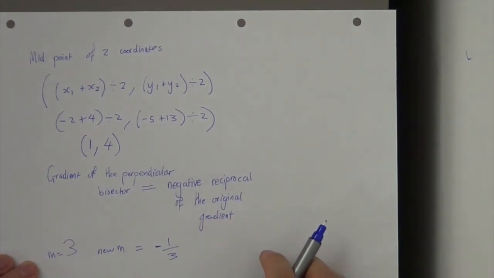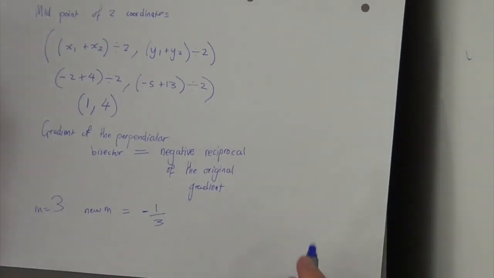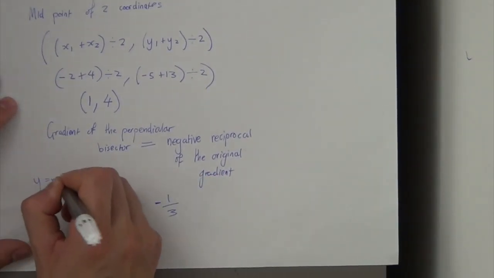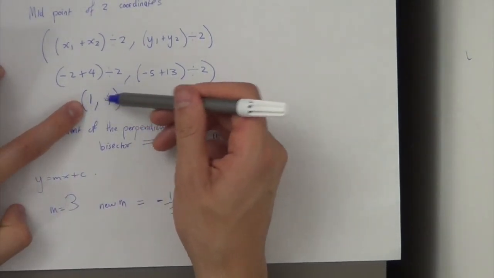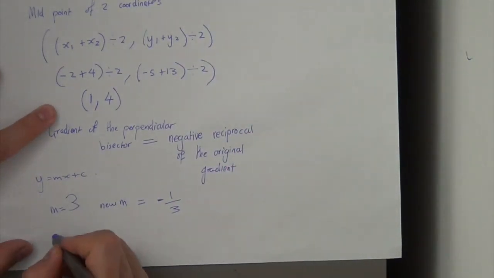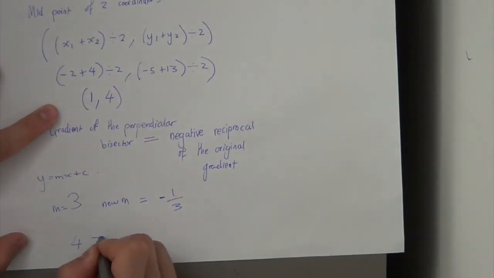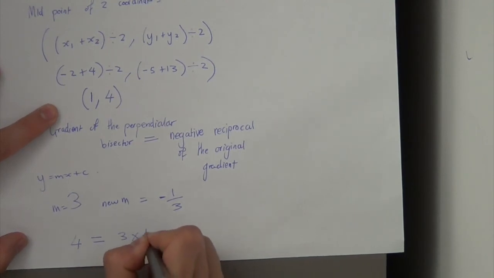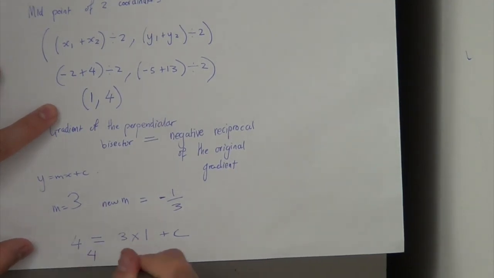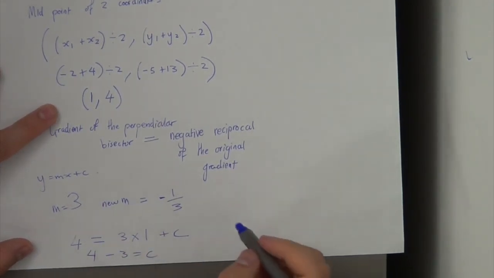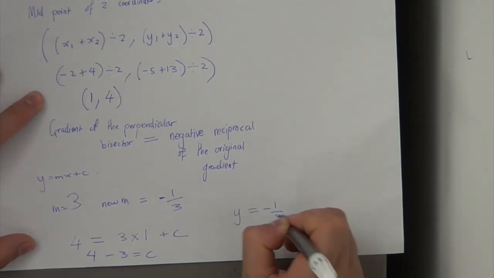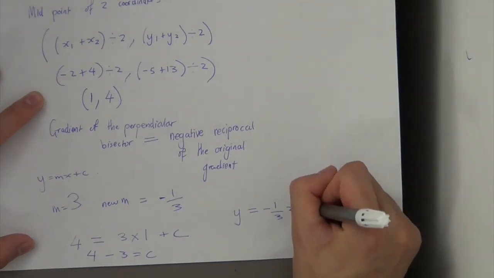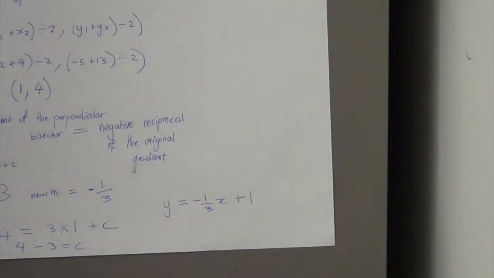Reciprocal is 1 over. Finally, because we want it to be y equals mx plus c, to work out c we're going to input these midpoint values. So y is 4, so 4 equals minus 1 over 3 times 1 plus c. What does that give us? c is 4 plus a third, so our answer is going to be y equals minus 1 over 3x plus 13 over 3. And that's the end of these questions.